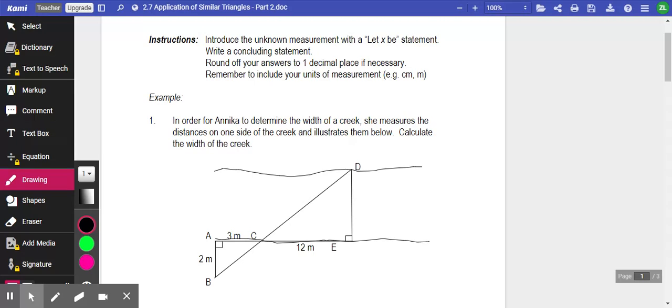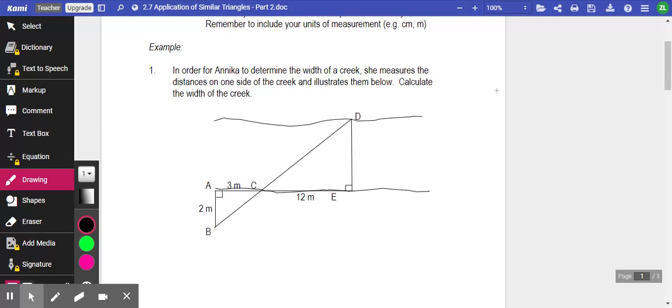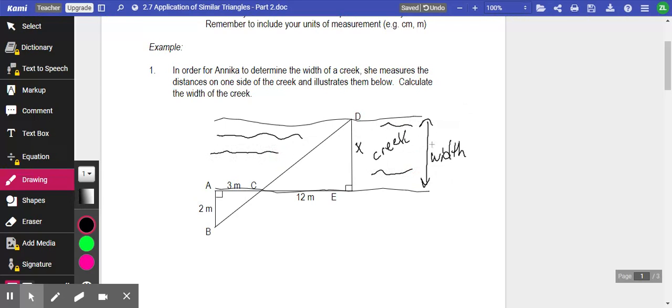So the example we have today is, in order for Annika to determine the width of the creek, she measures the distances on one side of the creek and illustrates them below. She wants to now calculate the width of the creek. So this area right here is the width, or the creek itself is down here. So this is the side between D and E which we're trying to figure out, because this would be the creek running through, and the width across it is the same here between D and E.